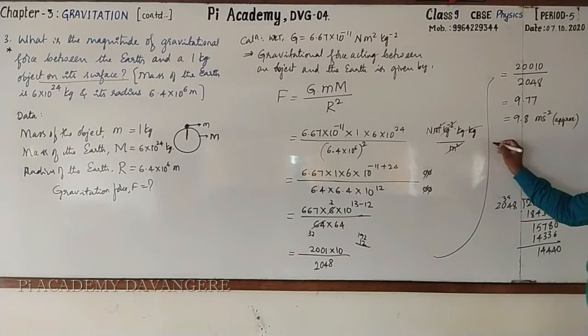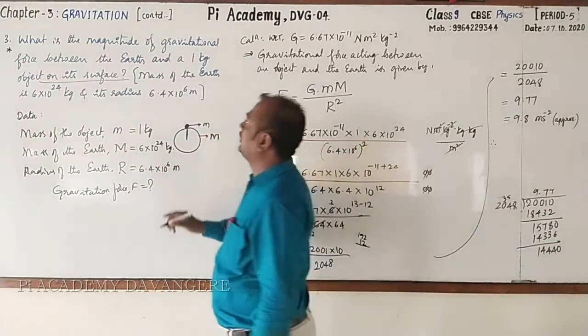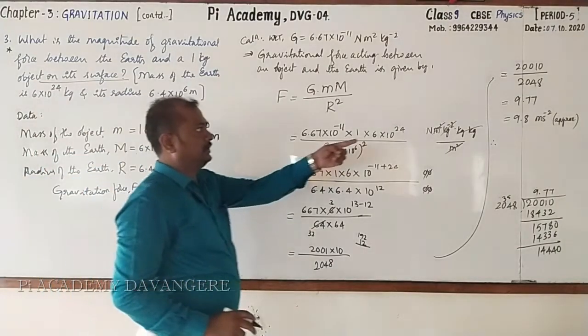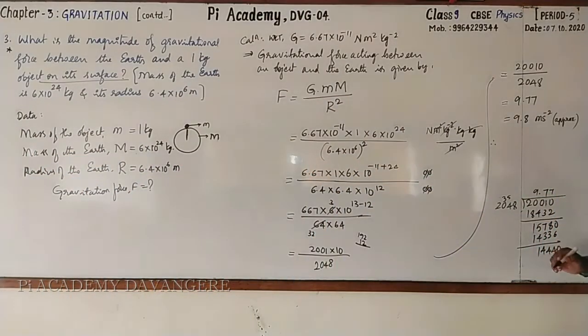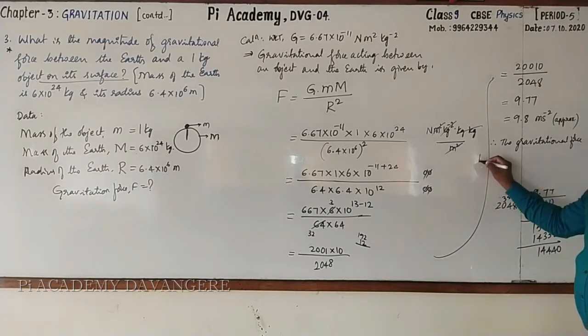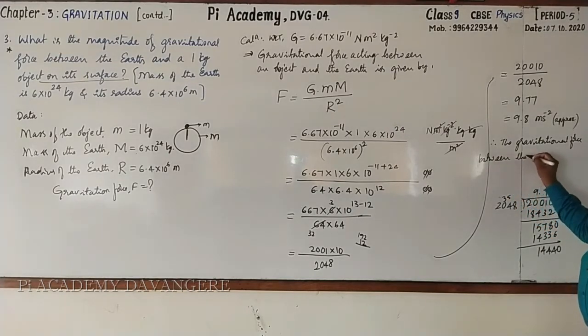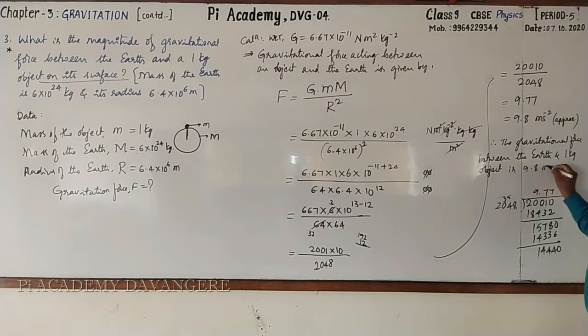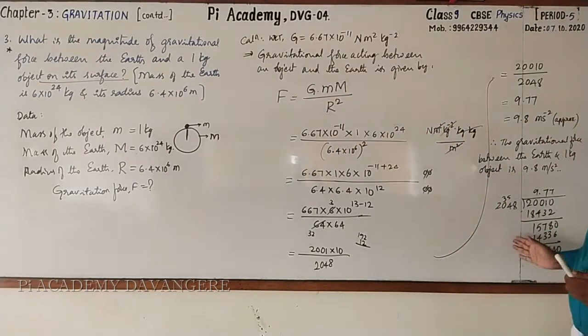So, conclusion. What do we have to write? The magnitude of the gravitational force between the Earth and a 1 kg object on its surface is 9.8 meter per second square. Therefore, the gravitational force between the Earth and a 1 kg object is approximately 9.8 meter per second square. Hope that you have understood well. Now, please copy from there to here.